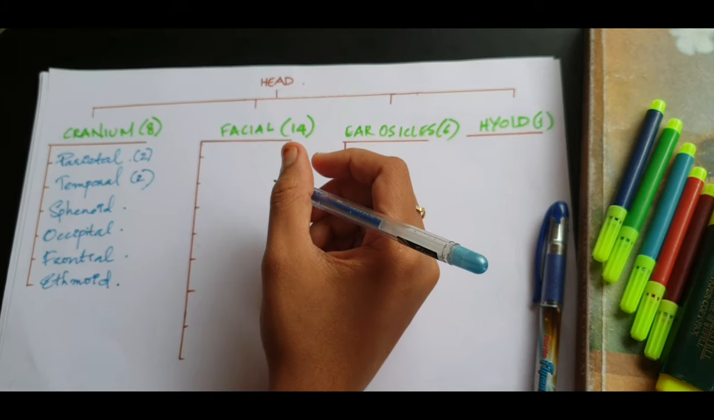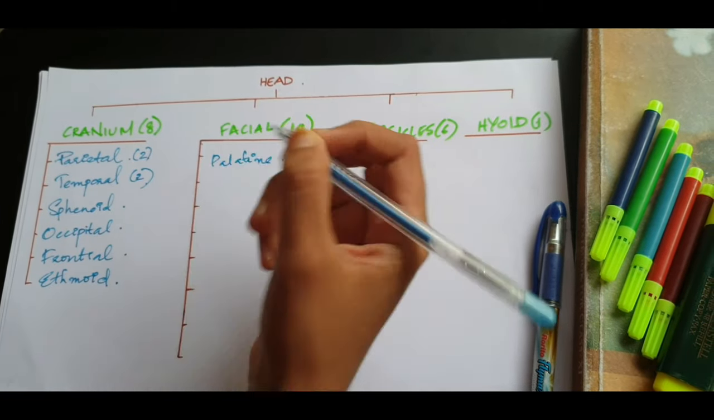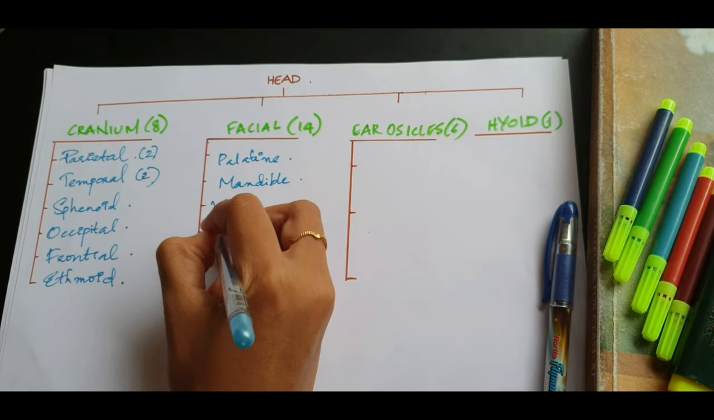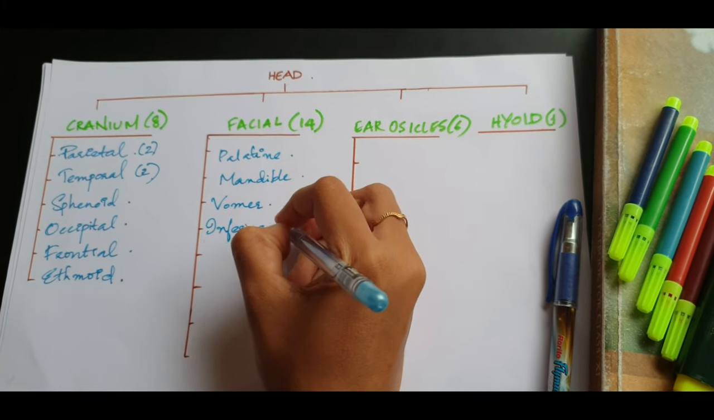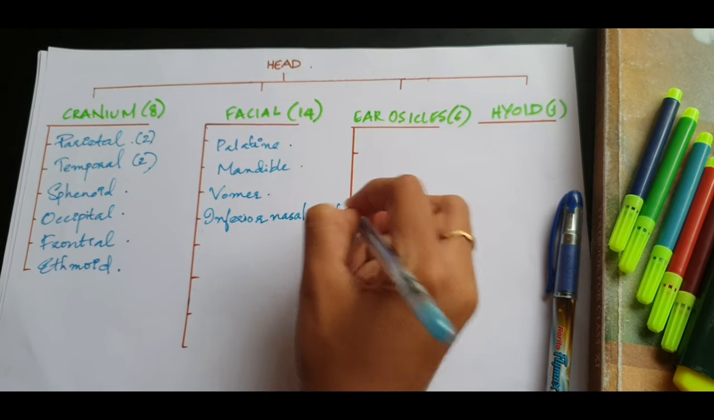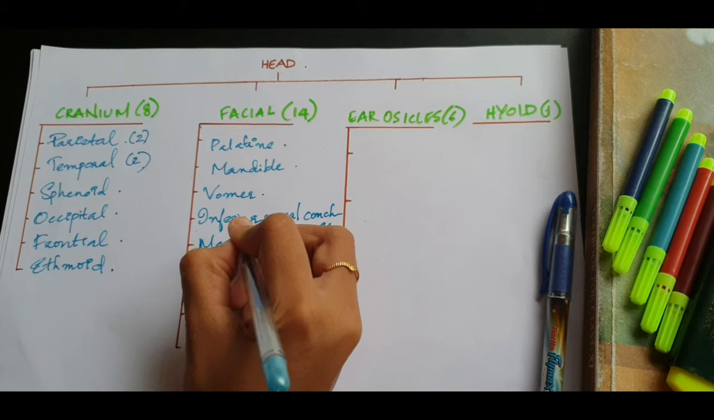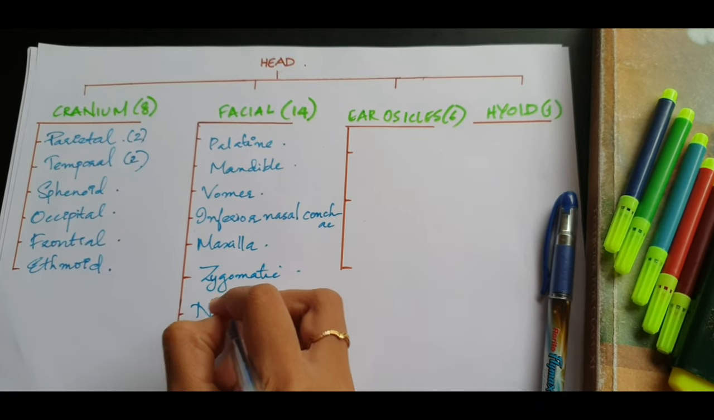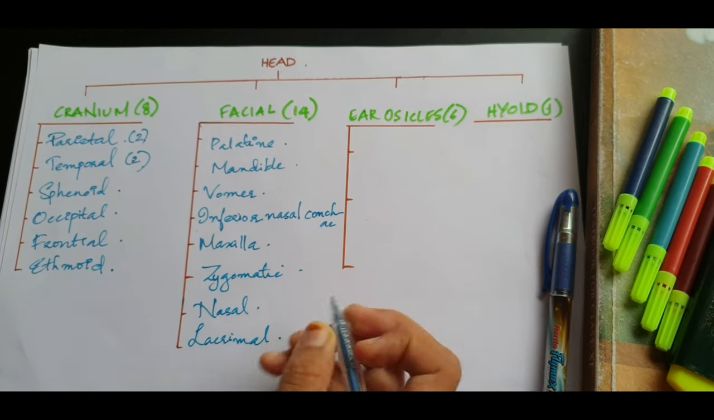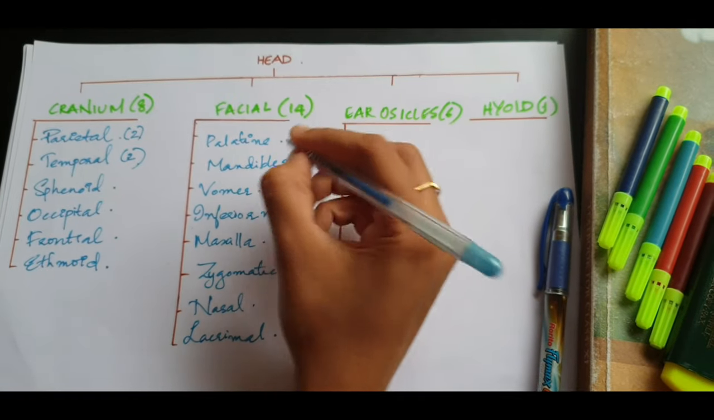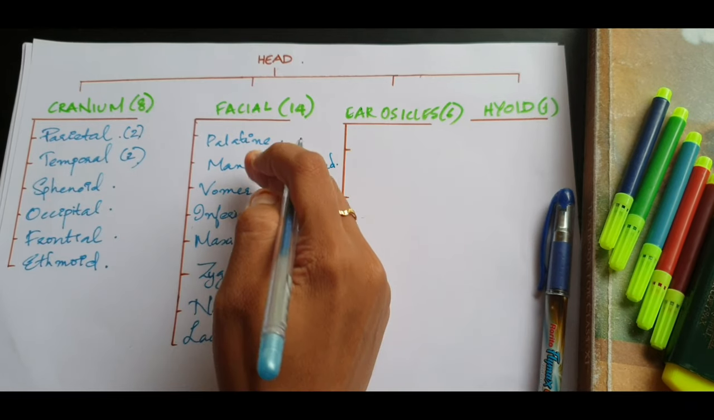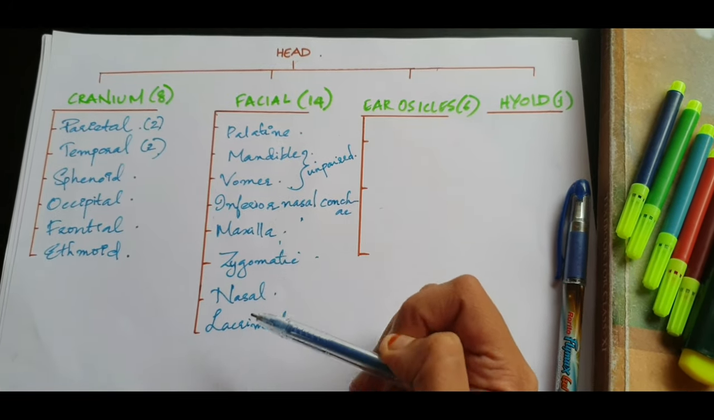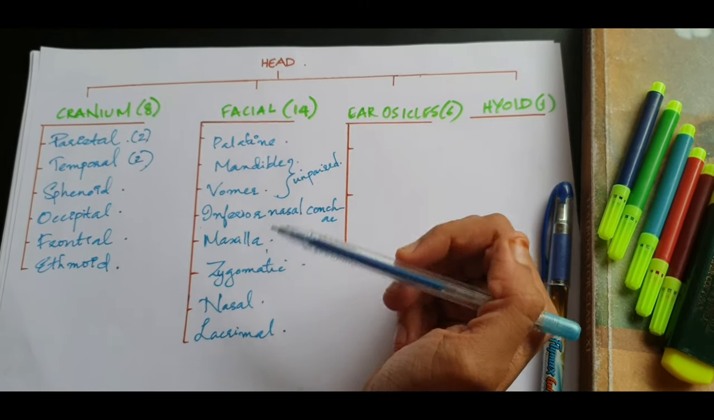Next, facial bones: palatine bone, then mandible, vomer, inferior nasal, cochlea. Next, maxilla, then zygomatic, nasal, lacrimal. Mandible and vomer, these two bones are unpaired, so they are 1, 1, and the others are 2. So 2 plus 1 plus 1 plus 2 plus 2 plus 2 plus 2 plus 2, all this gives 14 facial bones.